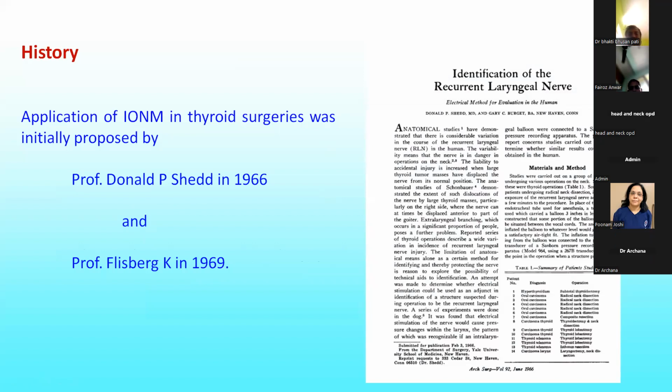So again, the application of IONM in thyroid surgery was initially proposed by Professor Donald Shedd in 1966 and Flisberg in 1969, and found to be a useful method to identify the external branch of the superior laryngeal nerve as well as the recurrent laryngeal nerve in the course of surgery.